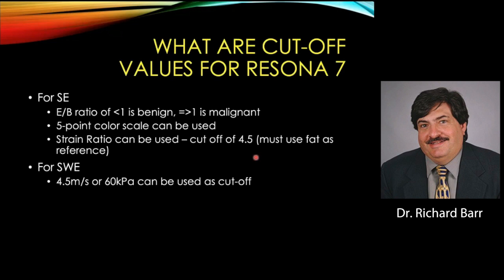And I will tell you that mucinous cancers and colloid cancers will not give you the bullseye artifact because that material is not moving. It's too thick inside to do that. You can use the 5-point color scale. Most people use 1 to 3 as benign and 4 and 5 as malignant. And the strain ratio, again, I like to use 4.5, but you must use fat as the reference. And for shear wave, I use 4.5 meters per second or 60 kilopascals.